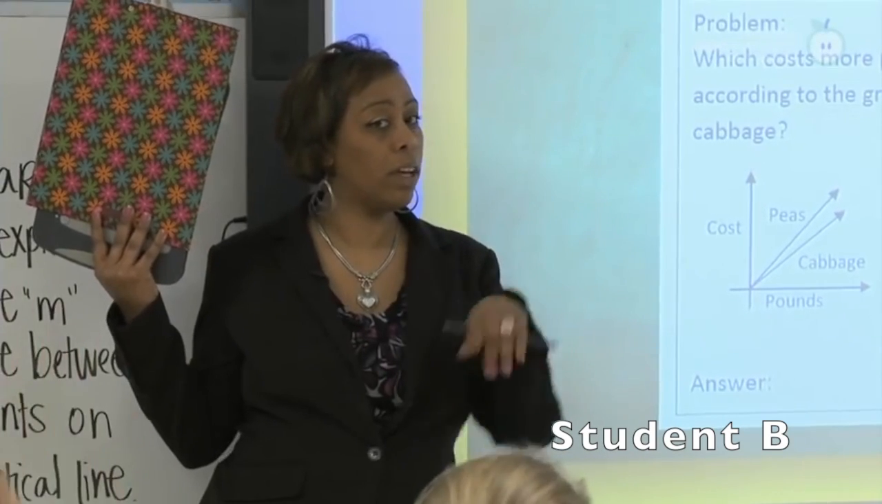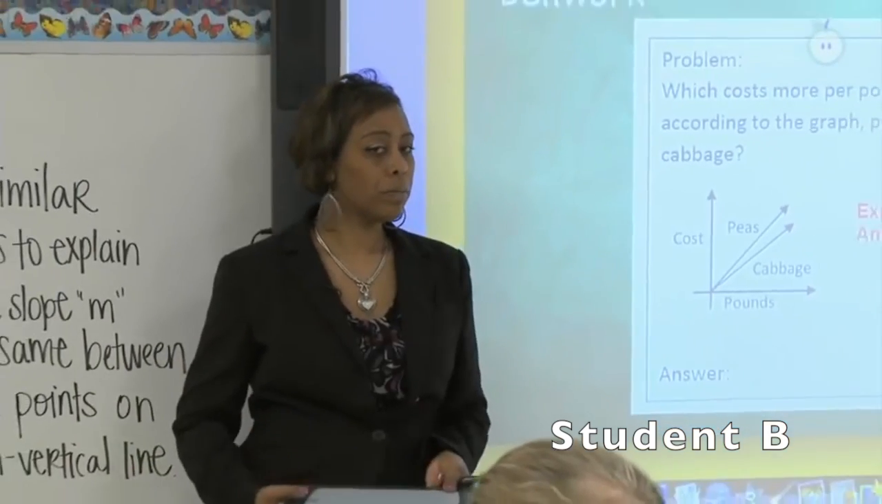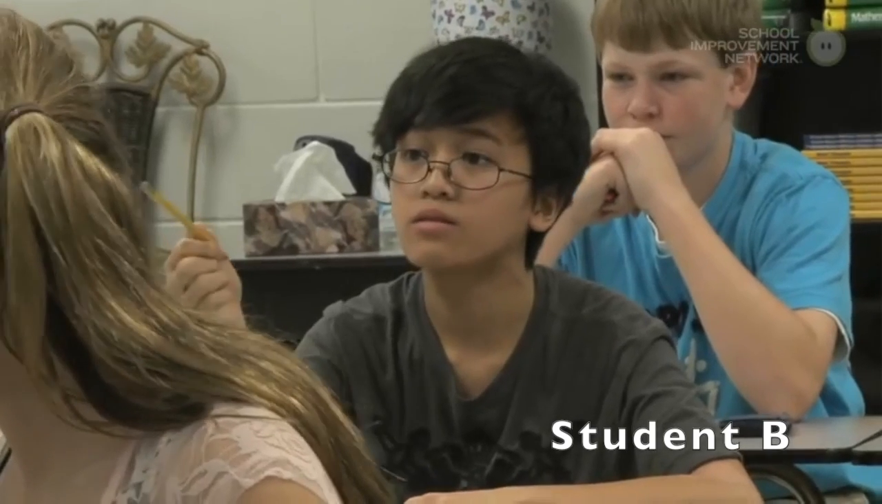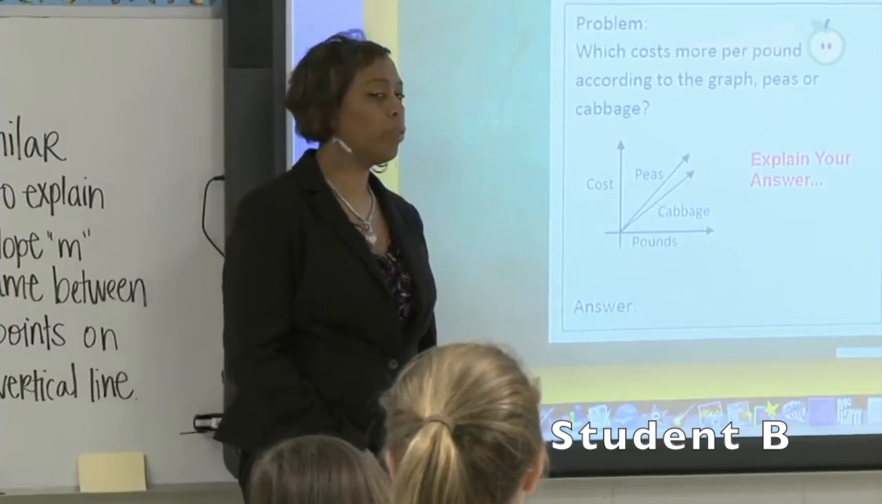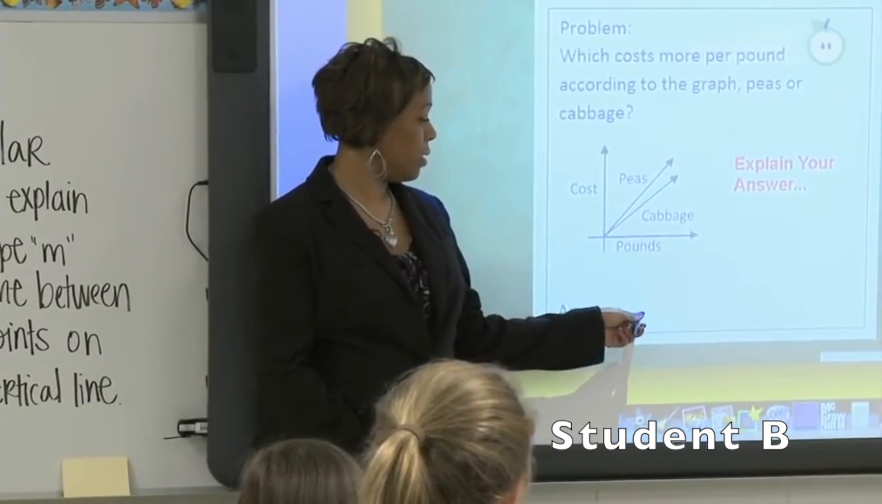Tran, why did you say the peas cost more? I said the peas cost more because no matter where you are on the graph, the slope is higher on the cost range. Okay, what do you mean by the slope? The slope is higher. How diagonal the line is, because if you go to the very tip, the peas slope is higher than the cabbages. Okay. It is the peas.